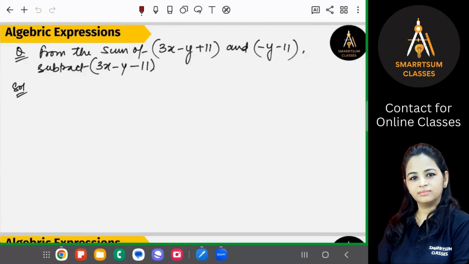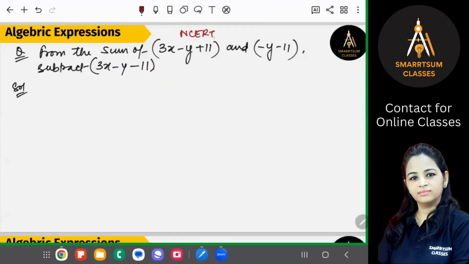Now look at this another one. From the sum of 3x minus y plus 11 and minus y minus 11, subtract 3x minus y minus 11. Okay, so this is the question which we have to solve. And this is your question from the NCERT book. So just note it down.